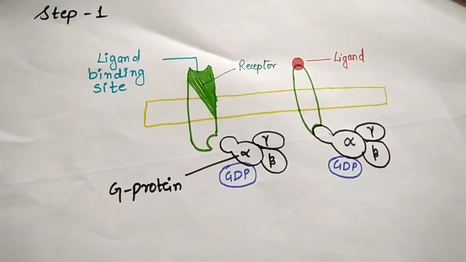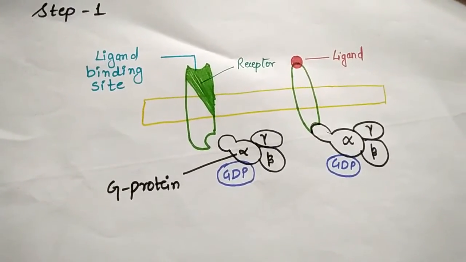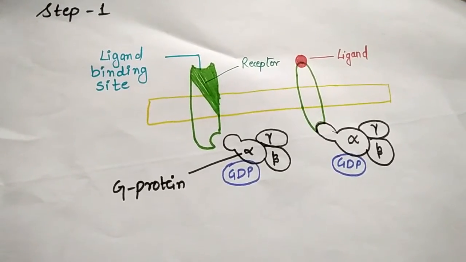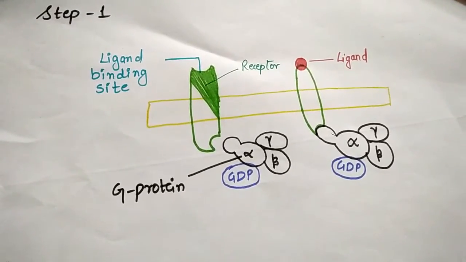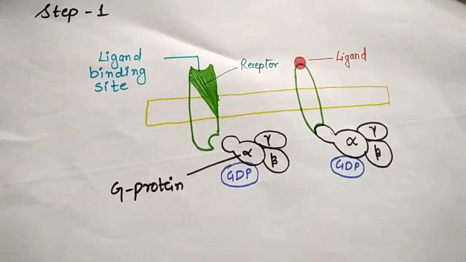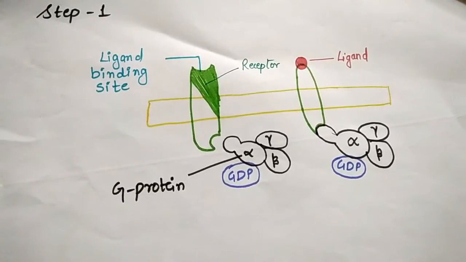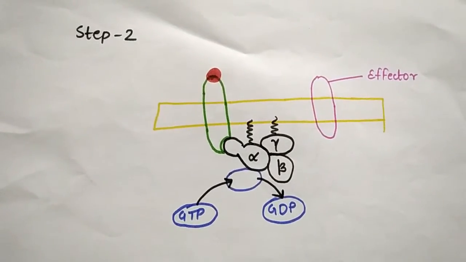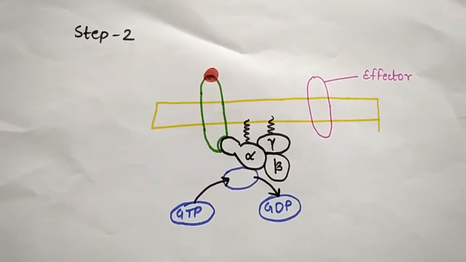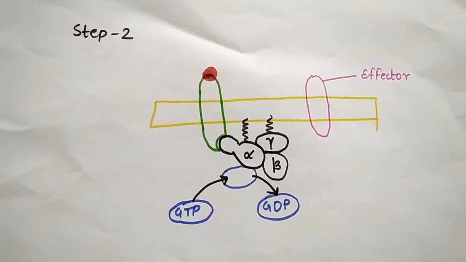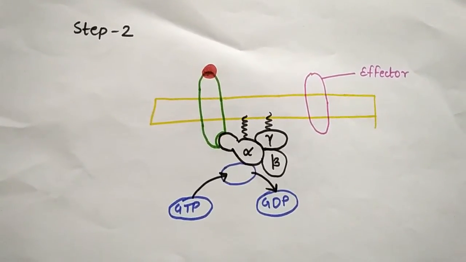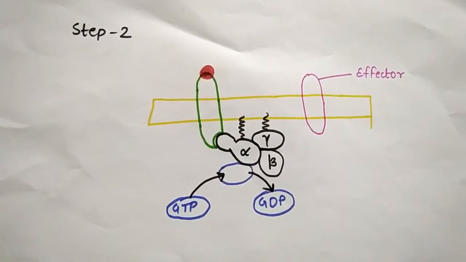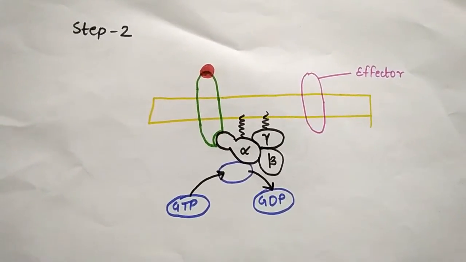A ligand goes and binds to the receptor, forming a receptor G protein complex. All the receptors contain a ligand binding site for the binding of their effective ligands. The interaction with the receptor induces a conformational change in the alpha subunit of G protein, causing the release of GDP followed by the binding of GTP.